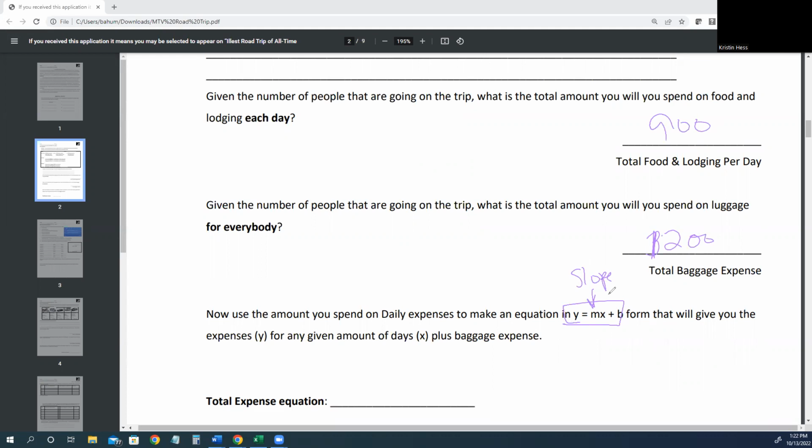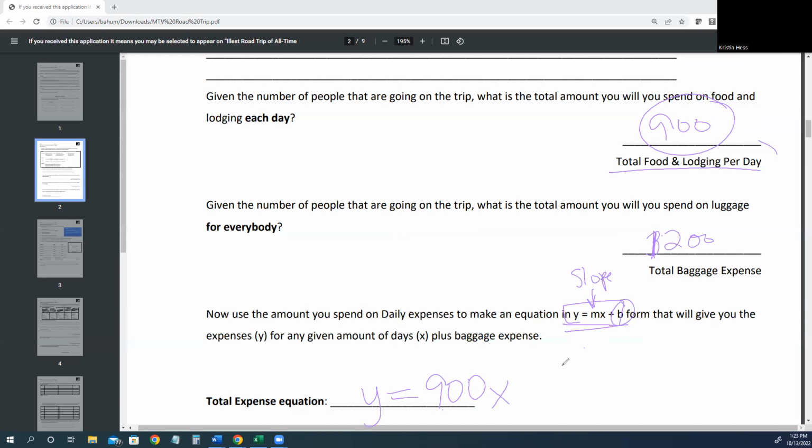So for example, our food and lodging is something that increases. If you only go on a 1-day trip, you'd only pay $900. If you go on a 2-day trip, you'd pay $1,800. If you go on a 3-day trip, you'd pay $2,700 just for food and lodging. So our slope for this equation is 900. And you know that your number is a slope if it's being multiplied by x in y equals mx plus b.